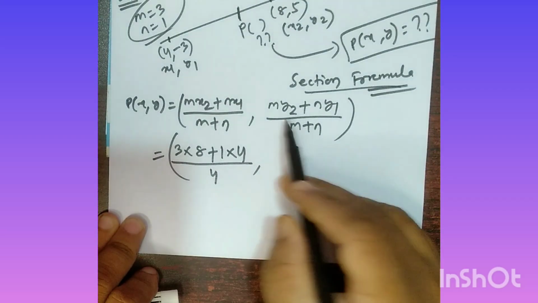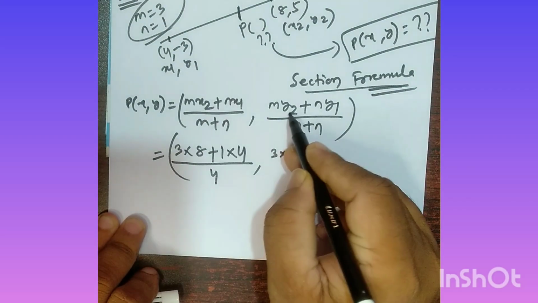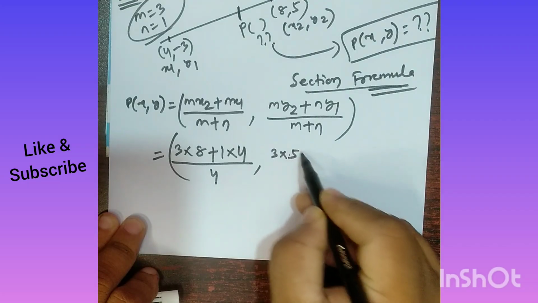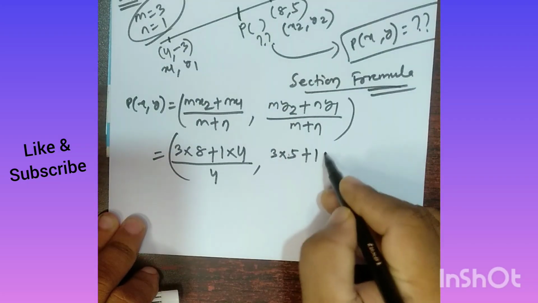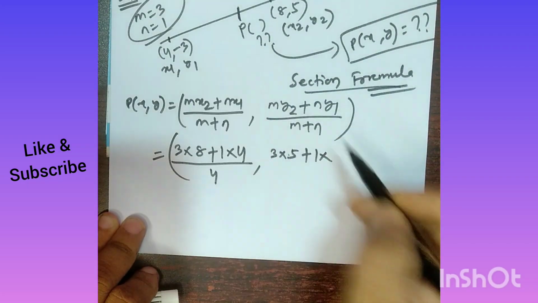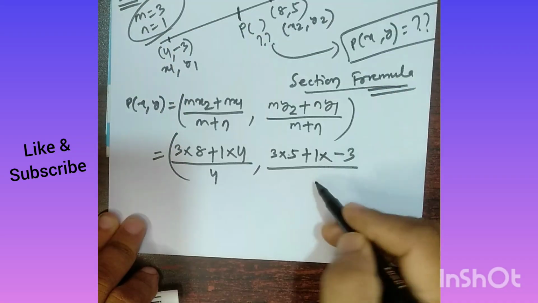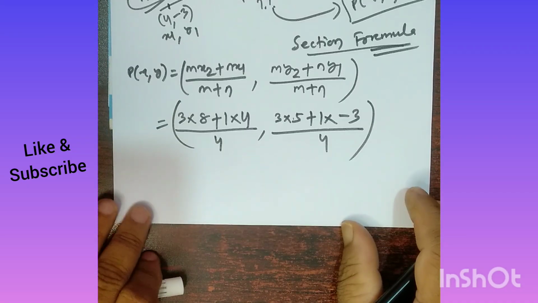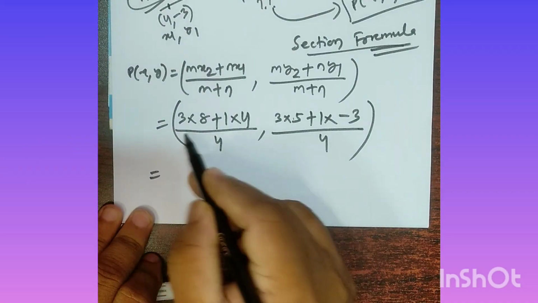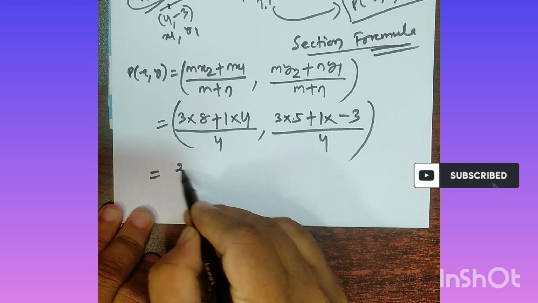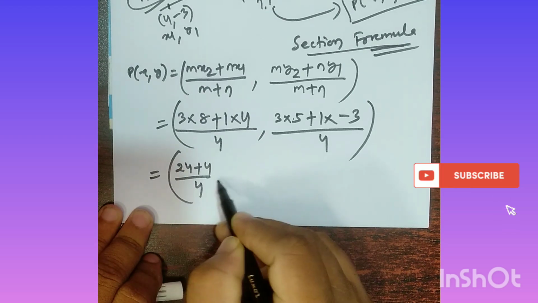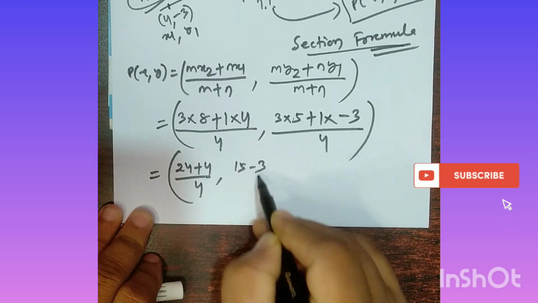Comma, m is 3, y2 value is 5, plus n, the value of n is 1, into y1, and the value of y1 is -3, by m plus n, 3 plus 1, 4. Very simple. So you have to solve it like this. 3 eights are 24, plus 4, by 4, comma, 15 minus 3, by 4.